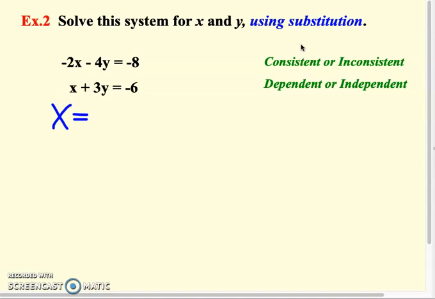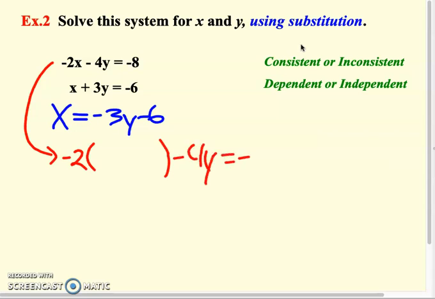So I'm going to move the 3y to the other side. Then my substitution happens by plugging that equation into the other. Make sure you go into the other equation when you do that. So we're going to go 2, and I'm going to leave a parenthesis there because that's where the substitution is going to happen, and that equals -8. What I'm plugging in place of x is what I just figured out, which is 3y minus 6.